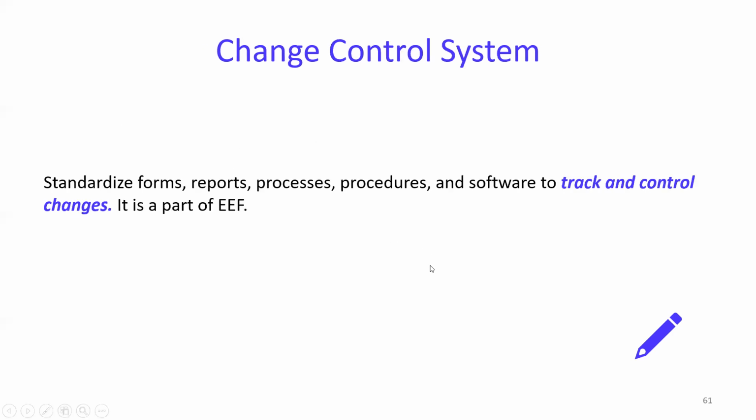Change control system is a system that you have in place to manage the changes. Standardized forms, report process, software to track and control changes. Okay, that's a system to control the changes called change control system. Don't get confused. Change management plan is how do you do changes. A system is like that, so like how do you track and control these changes.